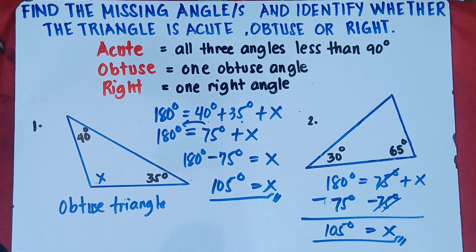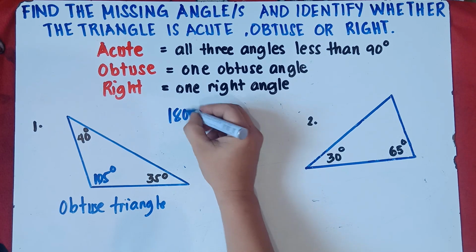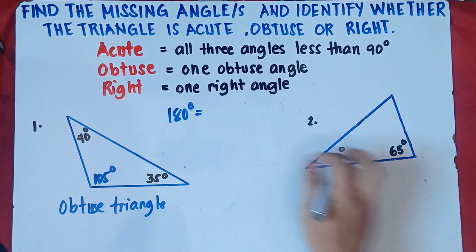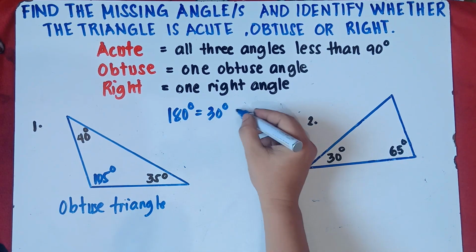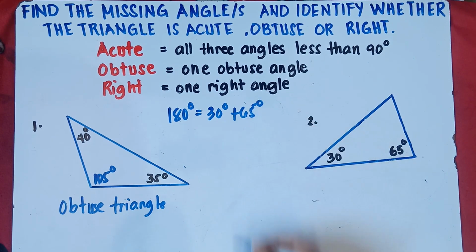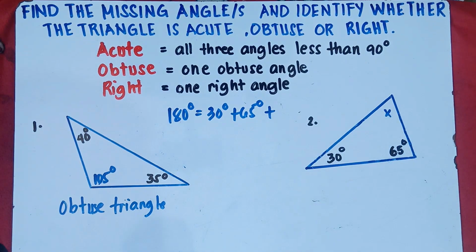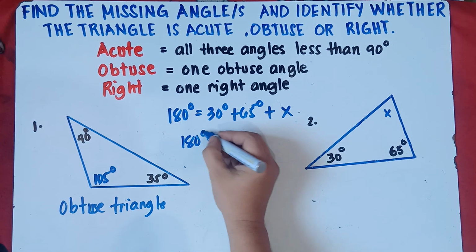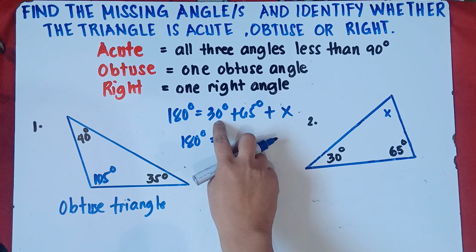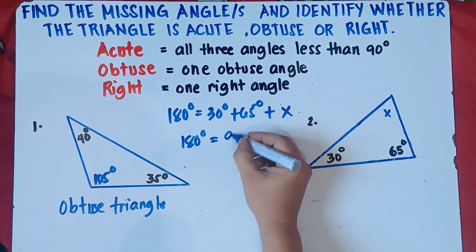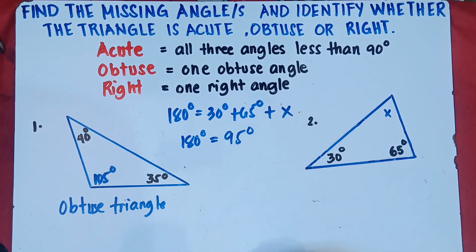Let's try number 2. So 180 degrees equals, you add this up, 30 degrees plus 65 degrees plus x. So let's assume that this is x. We're told to find this angle. So this will be 180 degrees equals 30 degrees plus 65 degrees. That would be 95 degrees plus x. So to get the value of x, you can subtract both sides by 95.